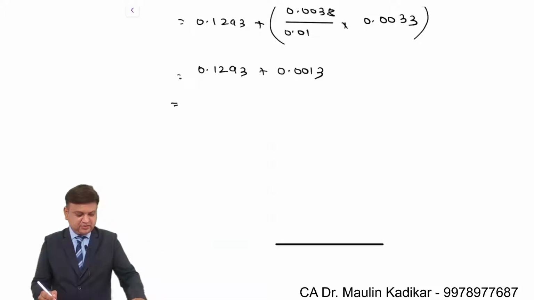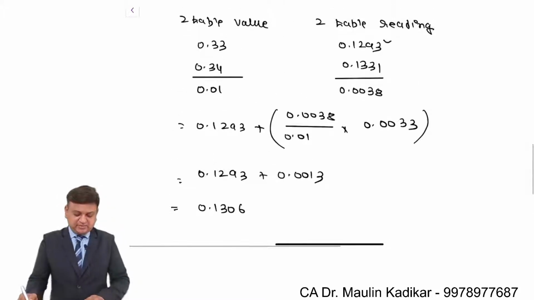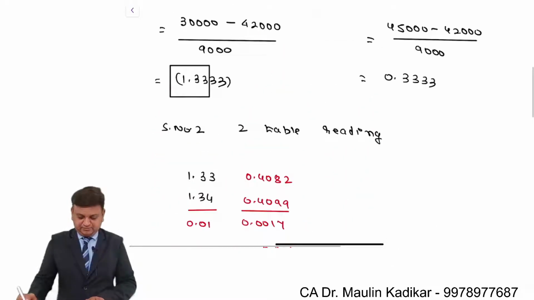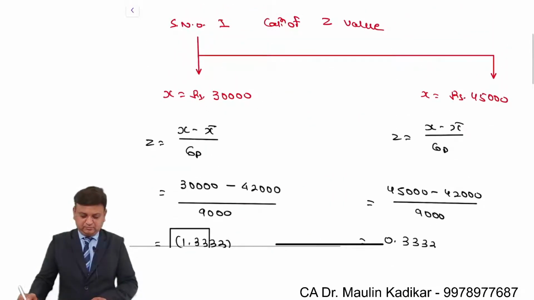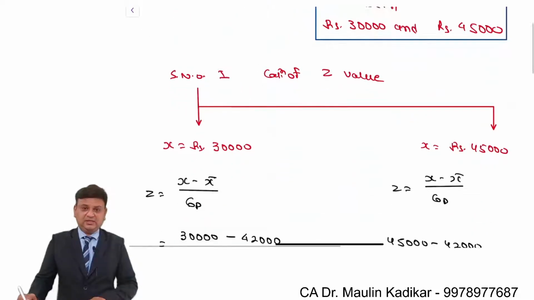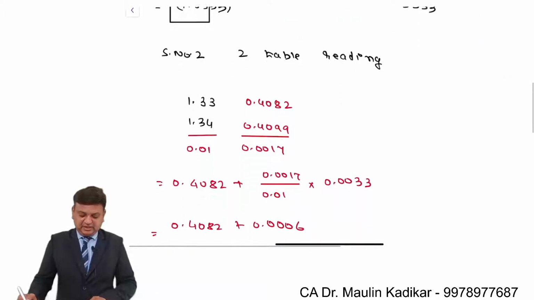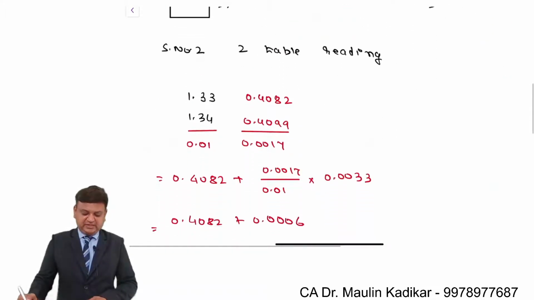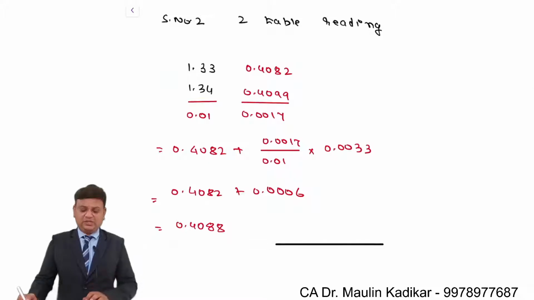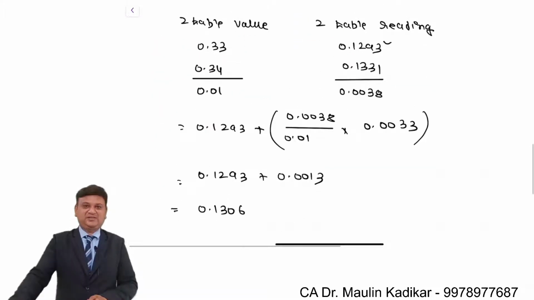0.0013 plus 0.1293. So 0.1306. This is the Z table reading of the other value. I request all of you to take down this much answer, that is the Z value that we have calculated and the Z table reading, and tell me the final answer. I know that it is quite a new question, but still if possible you tell me the final answer of the question.